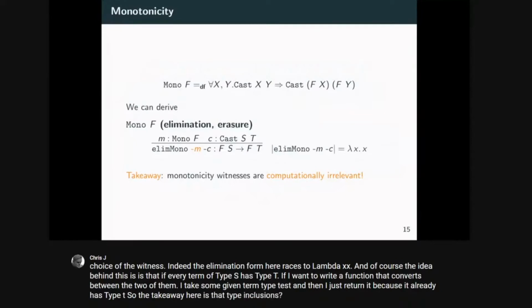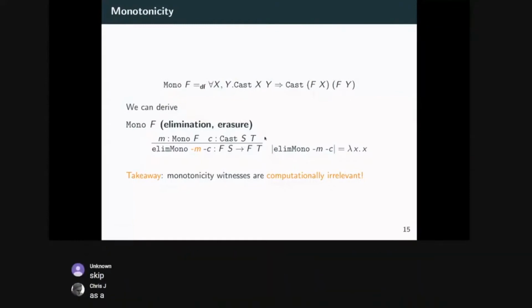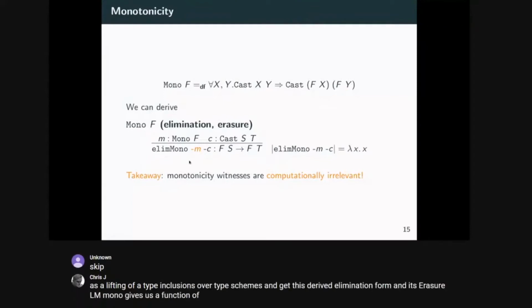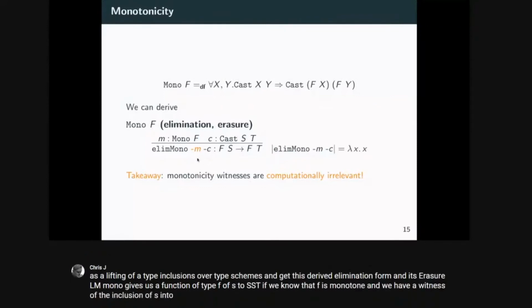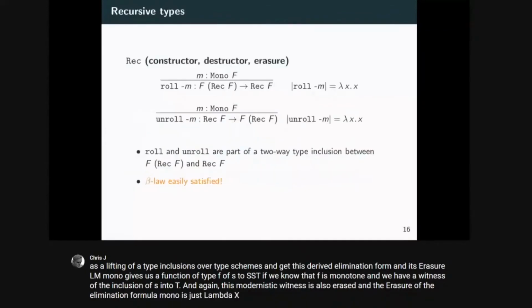Then we can define monotonicity, again, as a lifting of type inclusions over type schemes and get this derived elimination form and its erasure. Elim mono gives us a function of type F S to F T if we know that F is monotone and we have a witness of the inclusion of S into T. Again, this monotonicity witness is also erased, and the erasure of the elimination form elim mono is just λx.x. So the takeaway here is that monotonicity witnesses are also computationally irrelevant.